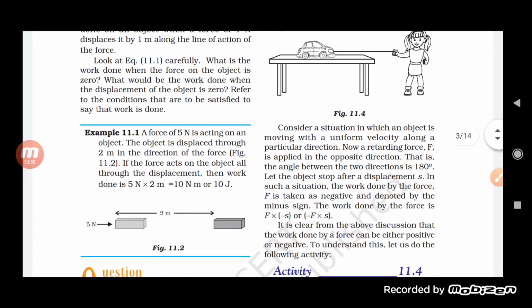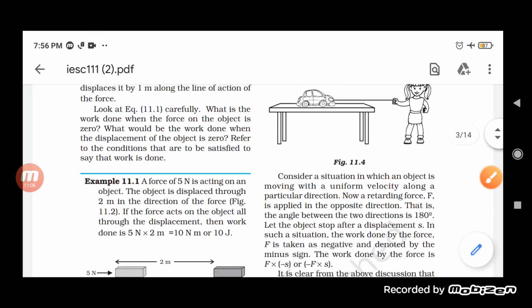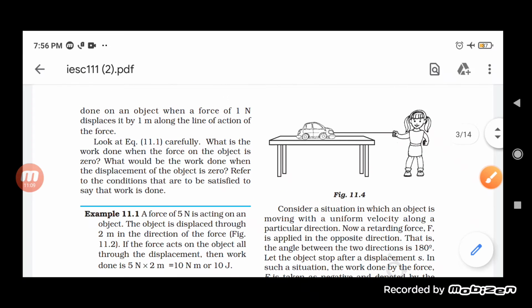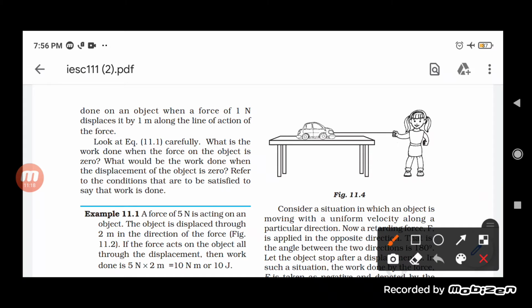First of all, suppose a situation is there. This is very important to understand here. See, in this case, as you can see in this figure 11.4, this girl is pulling the car towards herself. Now, what have you understood here? She is applying a force towards herself, and the car is also moving towards herself, in the same direction. That is why the work done came out as positive.